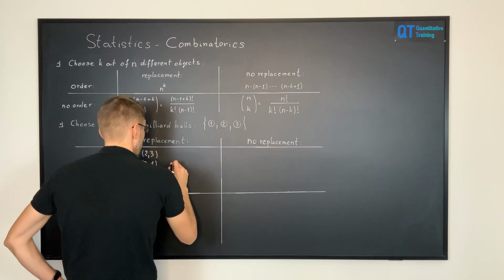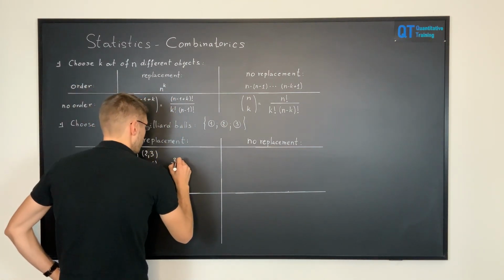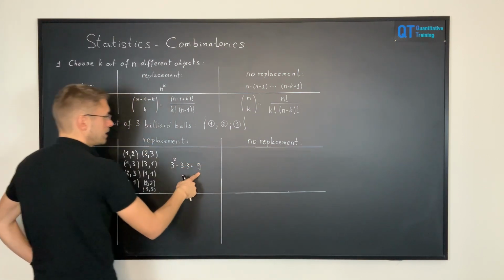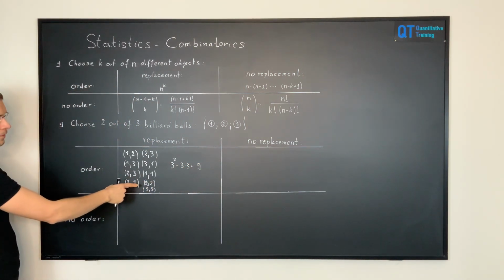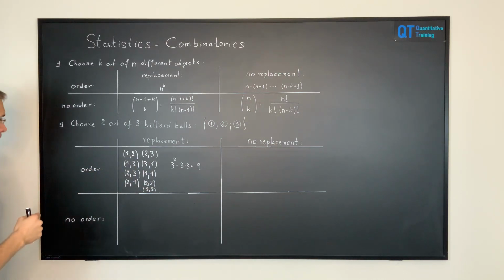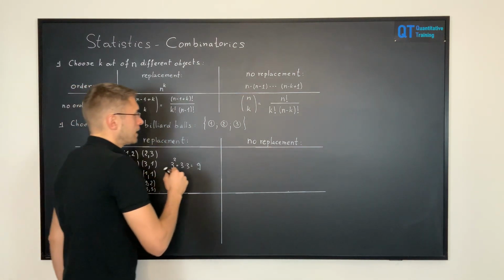So we have here n equals 3 and k equals 2, so 3 to the power 2, which is 3 times 3, which is 9. And indeed, we recover a total number of 9 different situations also with the formula. So then move on to the other situation where we have order and no replacement this time.